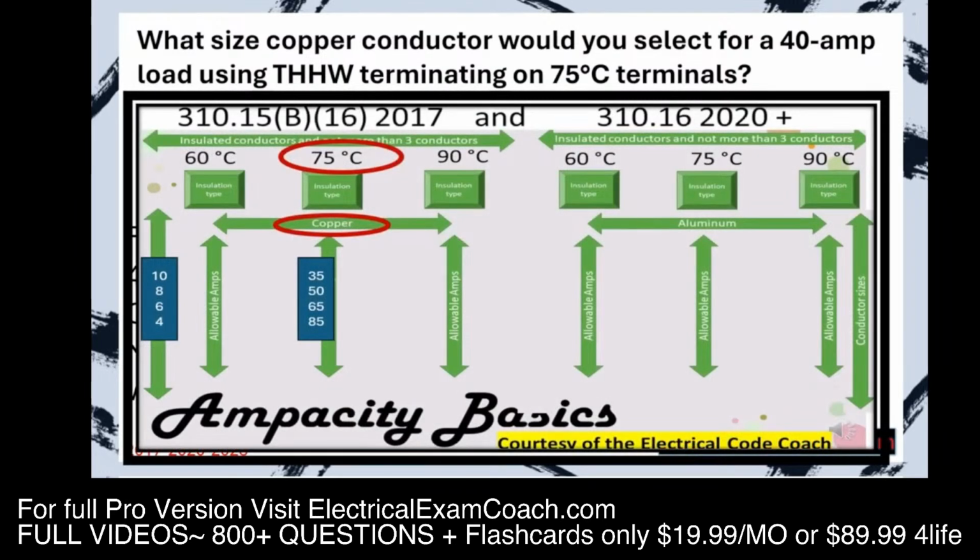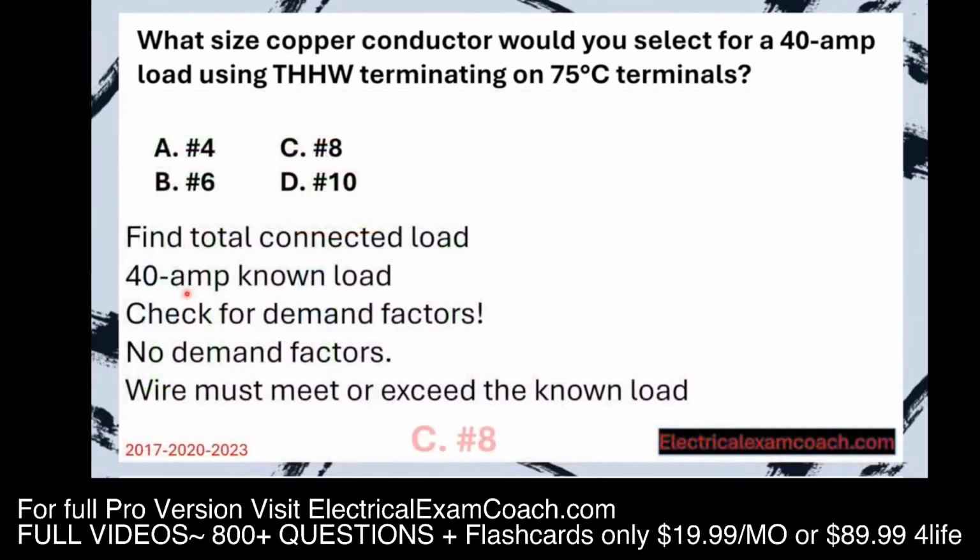We head to our primary ampacity table, and the first thing we're going to do is check the type of conductor. It's copper, so we're going to start on the left-hand side of the table. We're in the 75-degree C column because that's our terminal rating. Then we're going to slide down and find a wire that meets or exceeds the known load, and we find out that it's an 8-gauge conductor. And we select C. Great job.